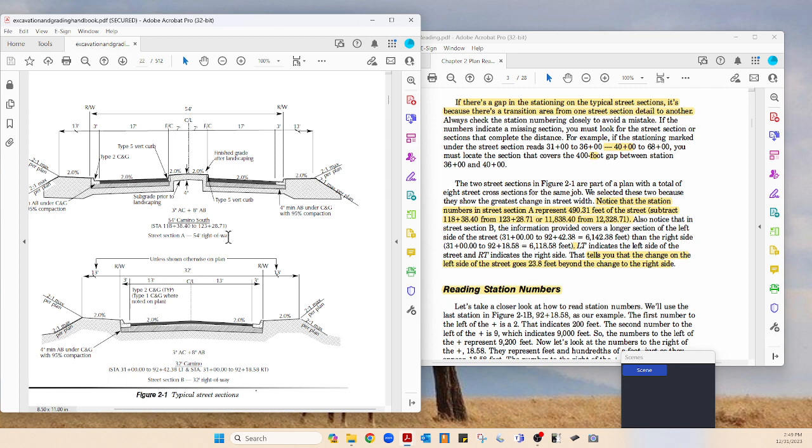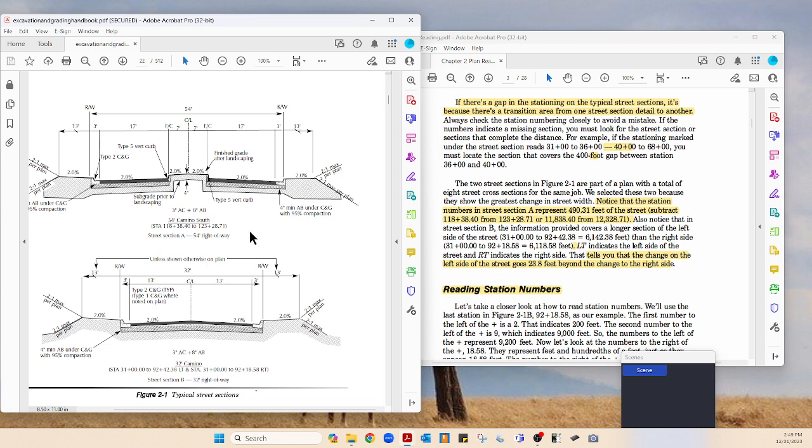12,328.71. Finally got that out. It's a little bit blurry on the bigger screen I'm looking at. I might take my glasses off. I think I can see it better. So the distance from this station to this station, if you calculate it and subtract it, you'll come up with 490 3/10 feet.